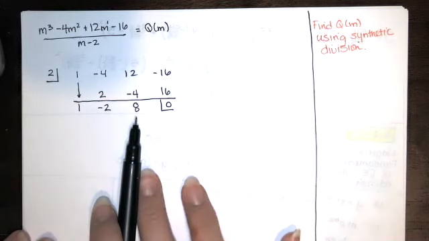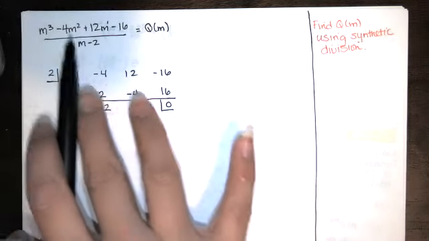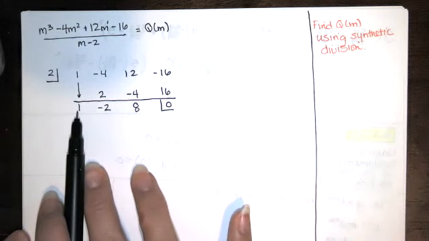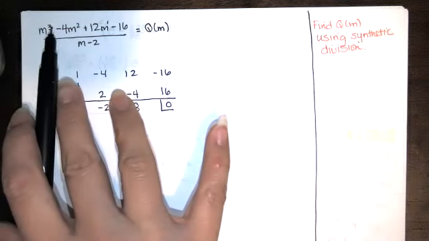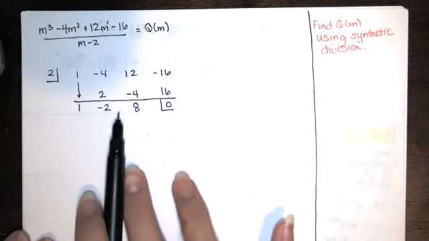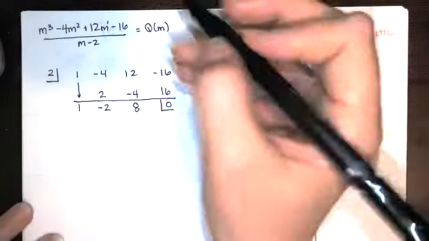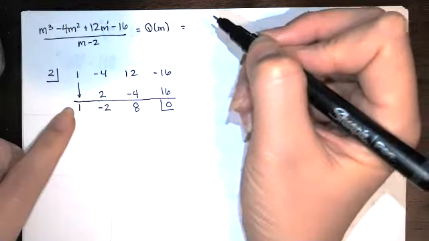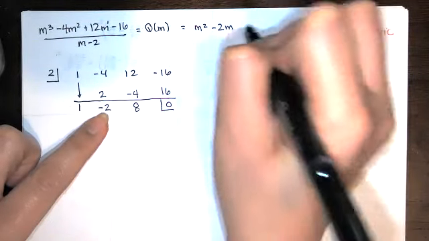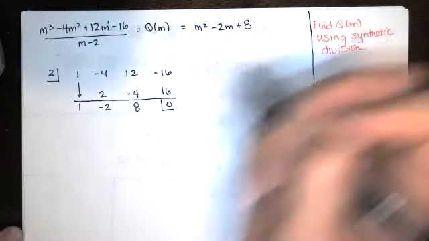are right here. So this was cubic, we divide by a linear polynomial, so the power is going to go down by 1. So this is the coefficient of m squared, because 3 minus the 1 is giving us 2. So this is going to be an m squared term. This corresponds to the m term. That corresponds to the constant term. So q of m is 1m squared minus 2m plus 8.